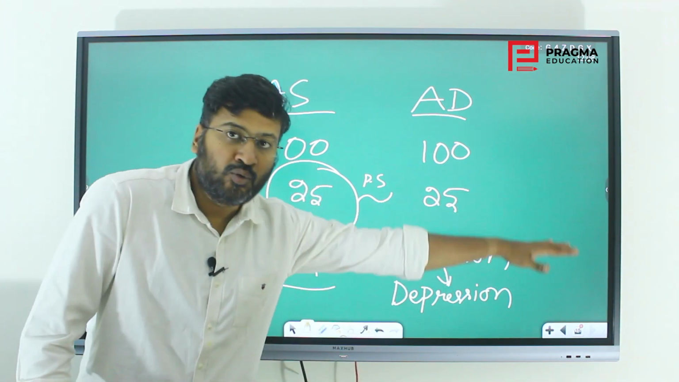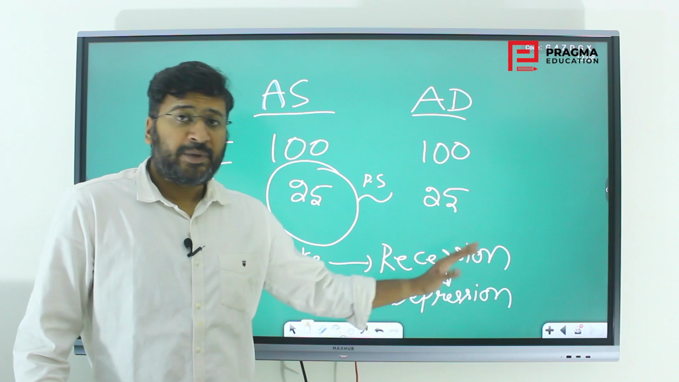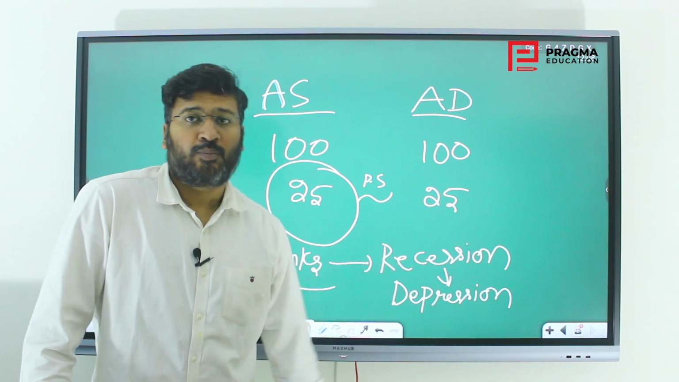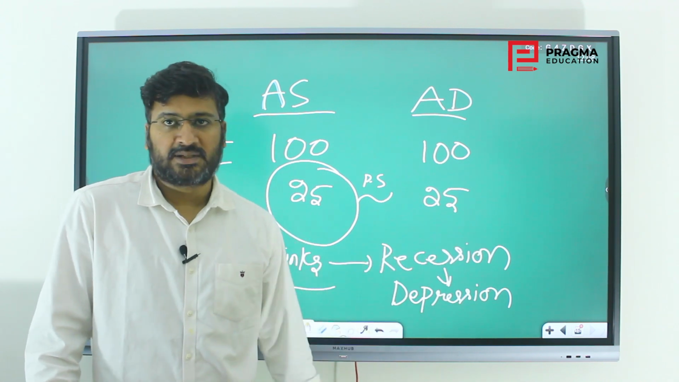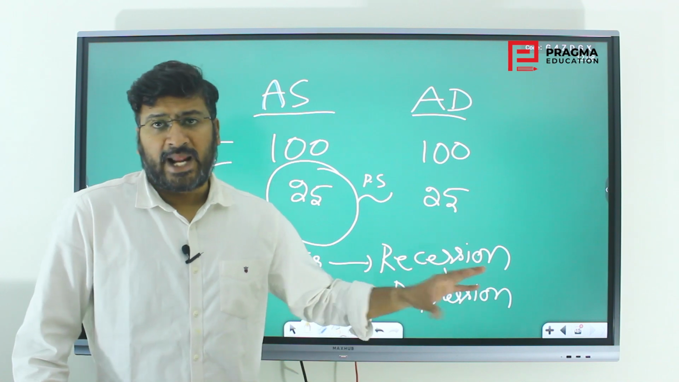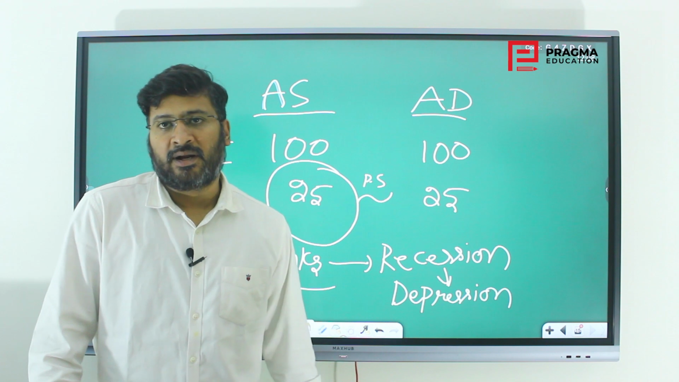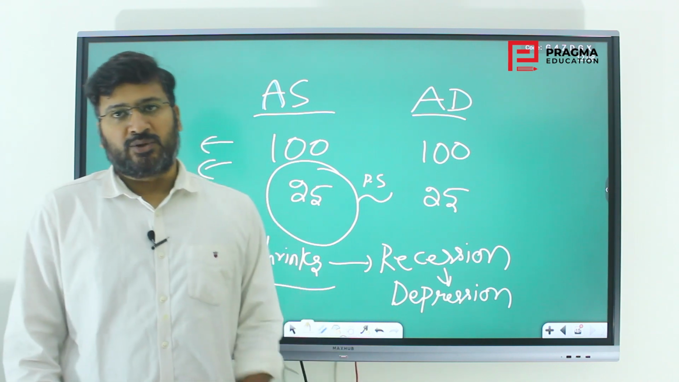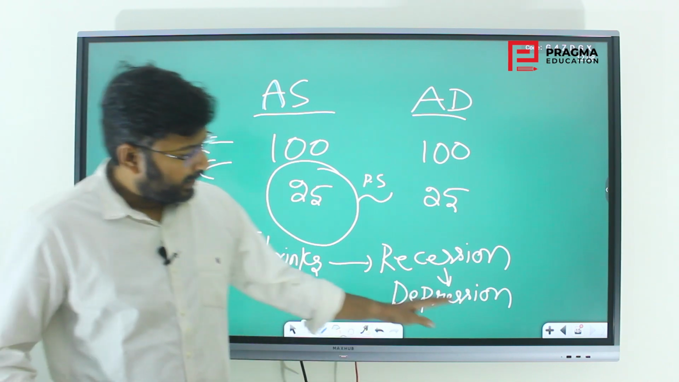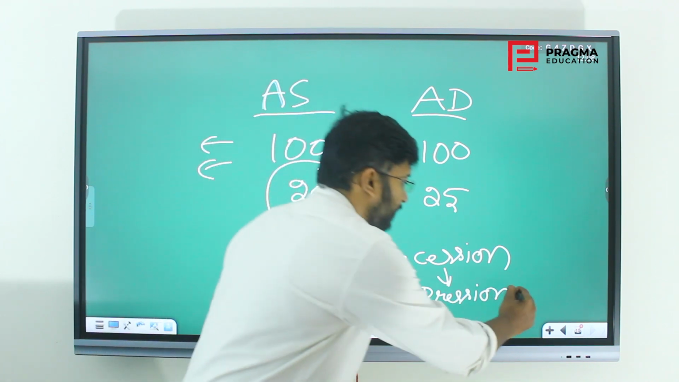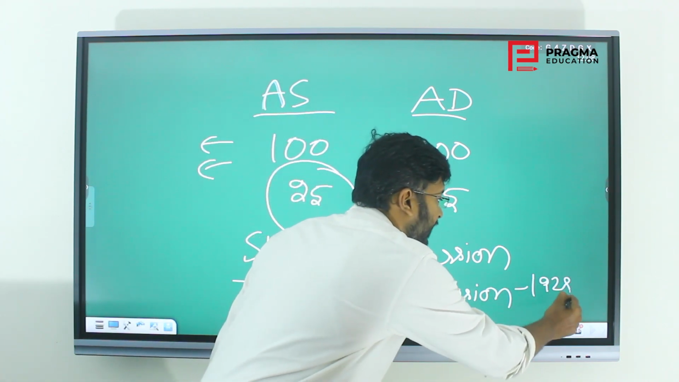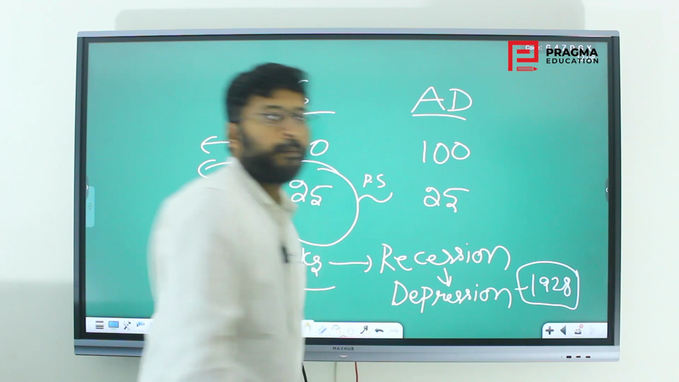So what will happen in recession itself? People will lose more jobs. In depression, there will not be even food production. There will be famines. There will be a very drastic situation where if governments don't intervene, the economies may collapse into itself. So that depression was nothing but what affected the global world, that is in 1928, the Great Depression.